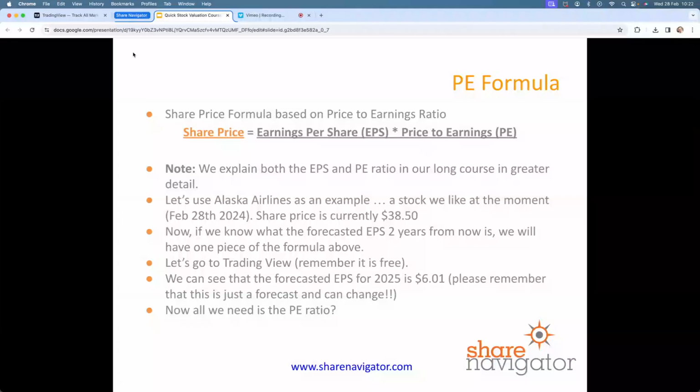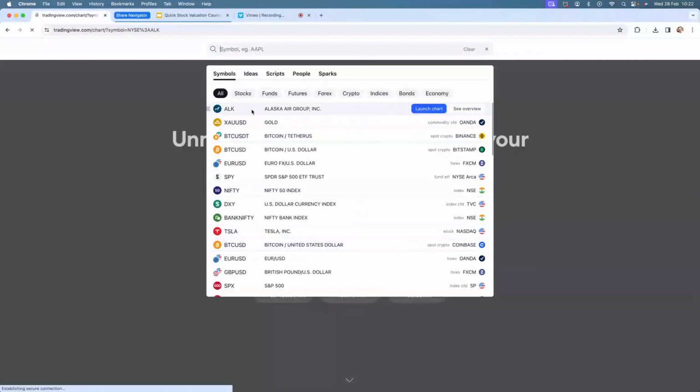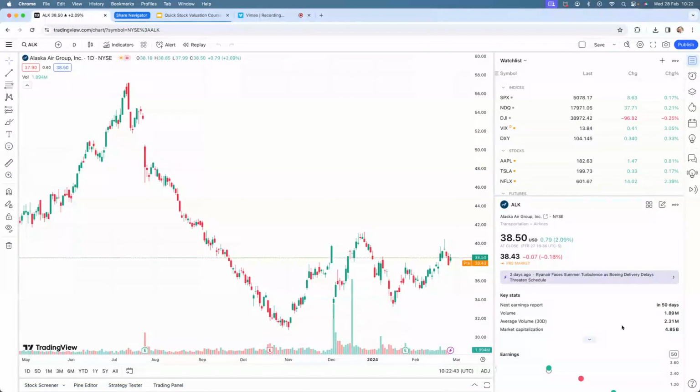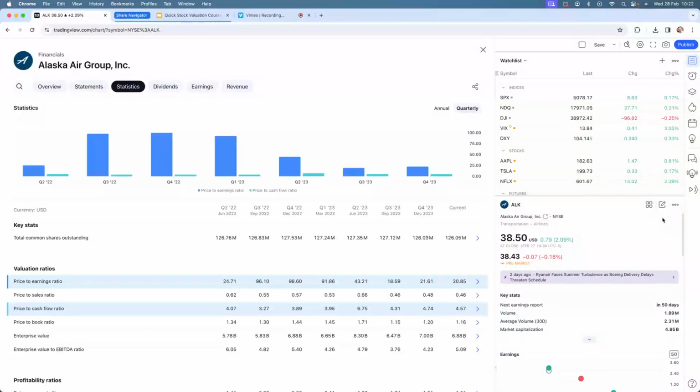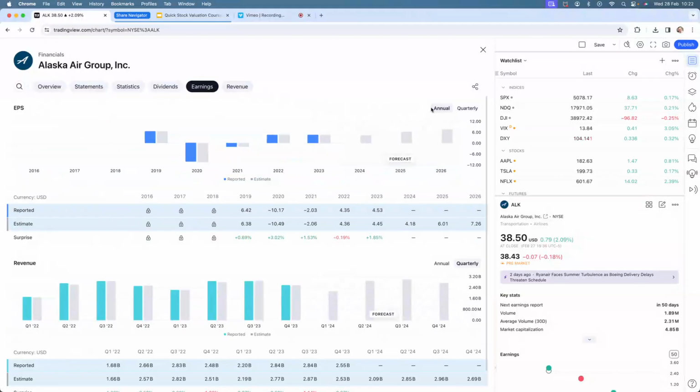So what we've got to do now is actually go back to TradingView. Again, we're going to use Alaska Airlines. We're going to be presented with this screen. But this time on the top right here, you're going to see four squares. We're going to click on this one and click on financials. So what we're looking for here is earnings estimates. So we click on this earnings tab and make sure you change it from quarterly to annual. So we click on annual.